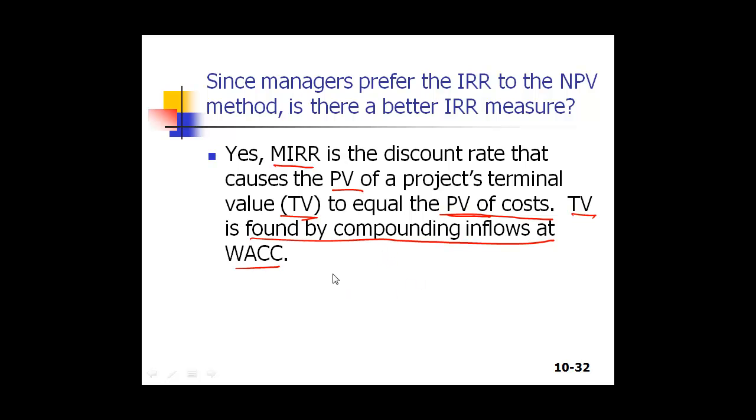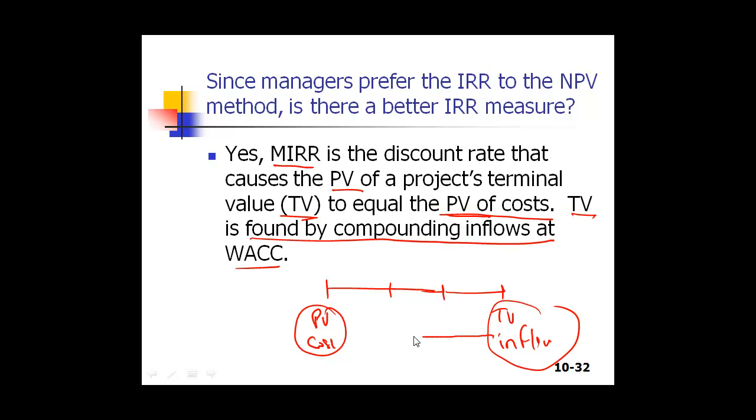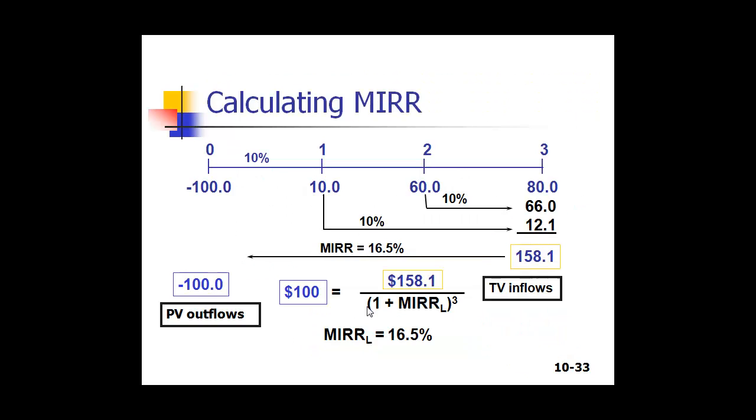So what we do in this method is we come up with a present value of all the costs. Then we come up with the terminal value of all the inflows. And then we figure out at what rate we can discount this terminal value to come up with the present value. For example, here is one project. You invested 100, and is there any other investment? No. So what's the present value of the cost? 100.